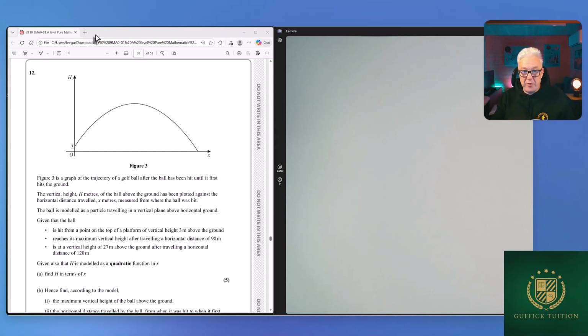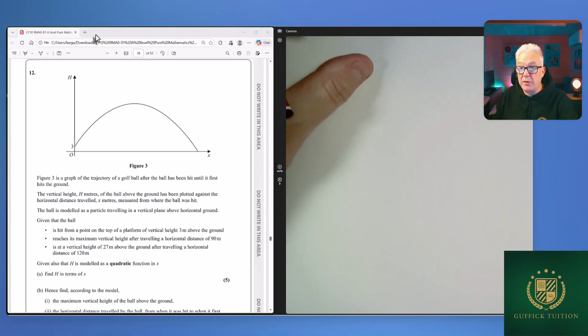so it's maybe like a driving range or something like that, reaches a maximum vertical height after travelling a horizontal distance of 90 meters, and is at a vertical height of 27 meters above the ground after travelling a horizontal distance of 120 meters. Given also that h is modelled as a quadratic function, find h in terms of x, 5 marks. Okay, so we've got to synthesize all that information into a quadratic equation.